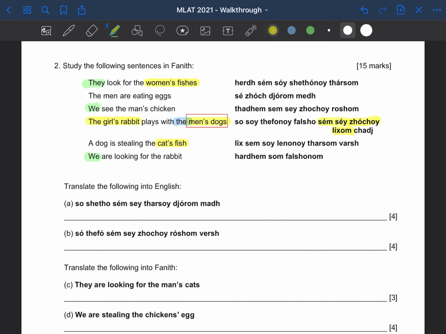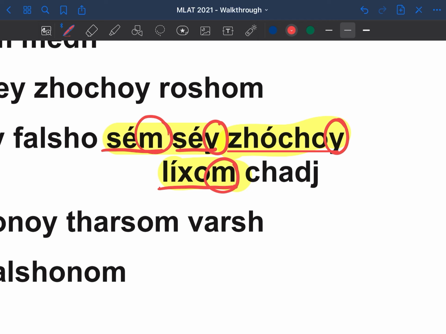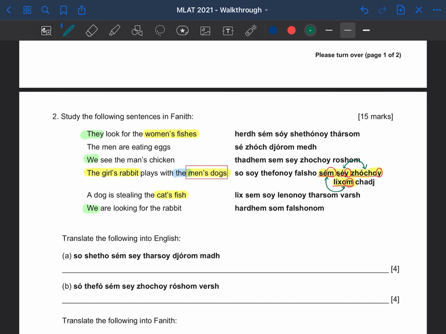So, what is the word order for possessions? We can take a closer look that se and yokoi both have the y ending, and sem and iksom both have the m ending. So we can see that it will be sem liksom and se jokoi, and se jokoi will be in genitive case.